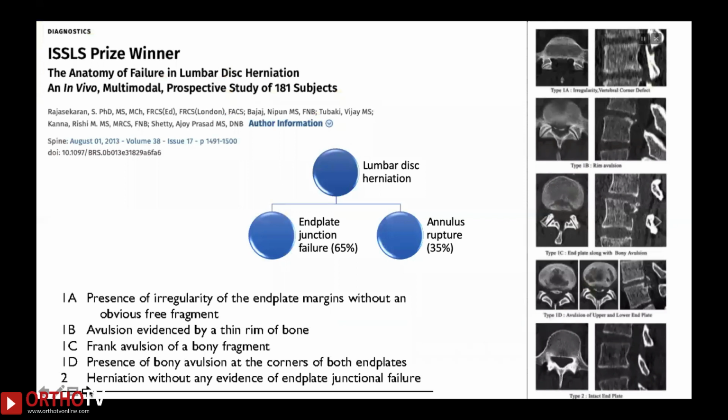The third and the most important role of CT scan is the evaluation of end plate failure. Earlier, we used to believe that the majority of our disc herniations happened due to an annulus rupture, but now we know almost 65% of all lumbar disc herniations happen because of an end plate failure. And these end plate failures can be evaluated best with a CT scan.